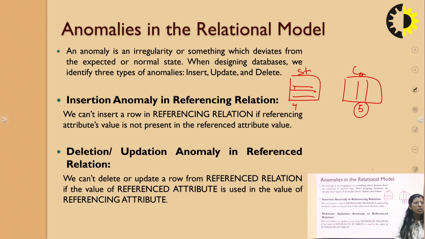Second is the deletion or updation anomaly. We can't delete or update a row from the referenced relation if the referenced attribute value is used by the referencing attribute. We can't delete or update only here. We need to check if this particular roll number is present in some other tables also, and we need to delete and update there also.